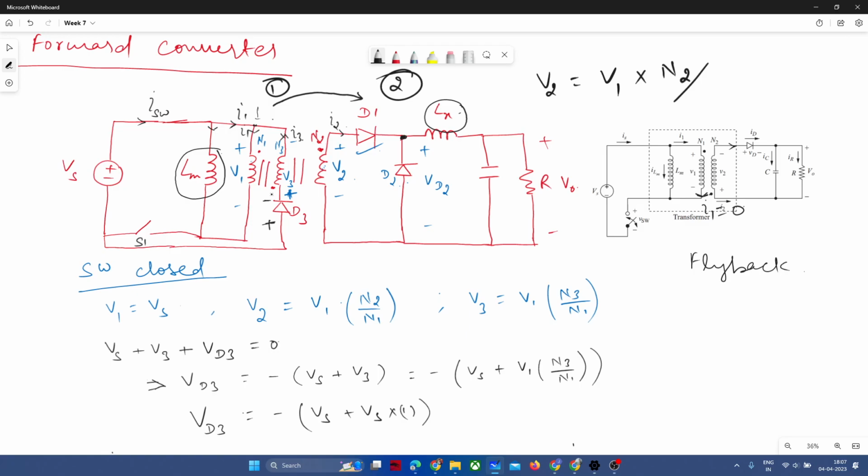So I was saying that V3 will see the voltage V1, and V3 we can write as V1 into N3 by N1. However, once V3 is coming with the dot polarity, we always take the positive terminal of voltage at the dotted terminal. So V3 will have a certain voltage and it will be positive, right? Why positive? Could anyone please elaborate on why V3 would have this polarity with this kind of dotted convention?